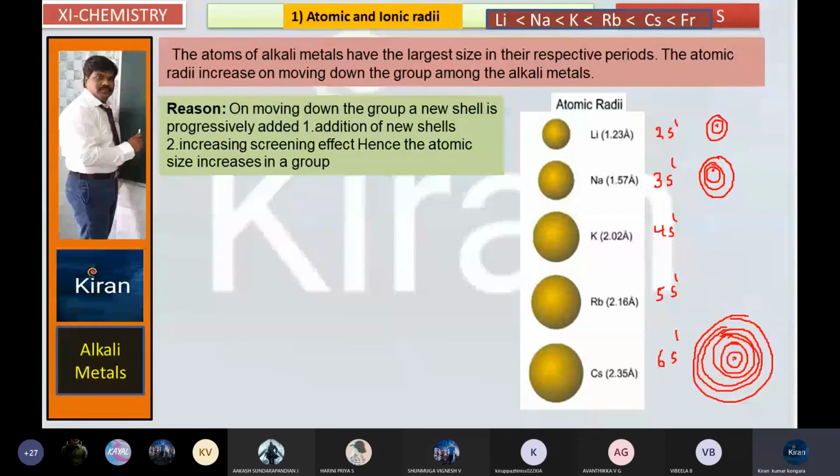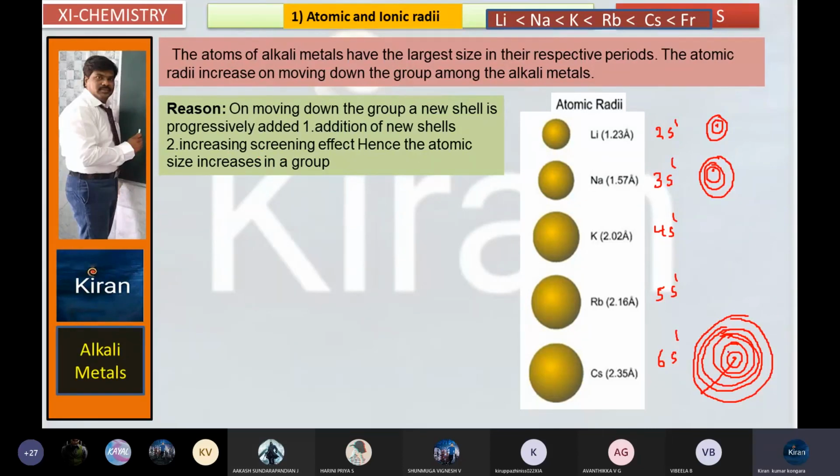Atomic radius means the distance between the center of the nucleus and the outermost shell. So you can observe clearly that from top to bottom, atomic radius increases. What is the main reason? Adding of an extra shell. On moving down the group, a new shell is progressively added. Addition of new shells and increasing screening effect; hence, the atomic size increases in a group.